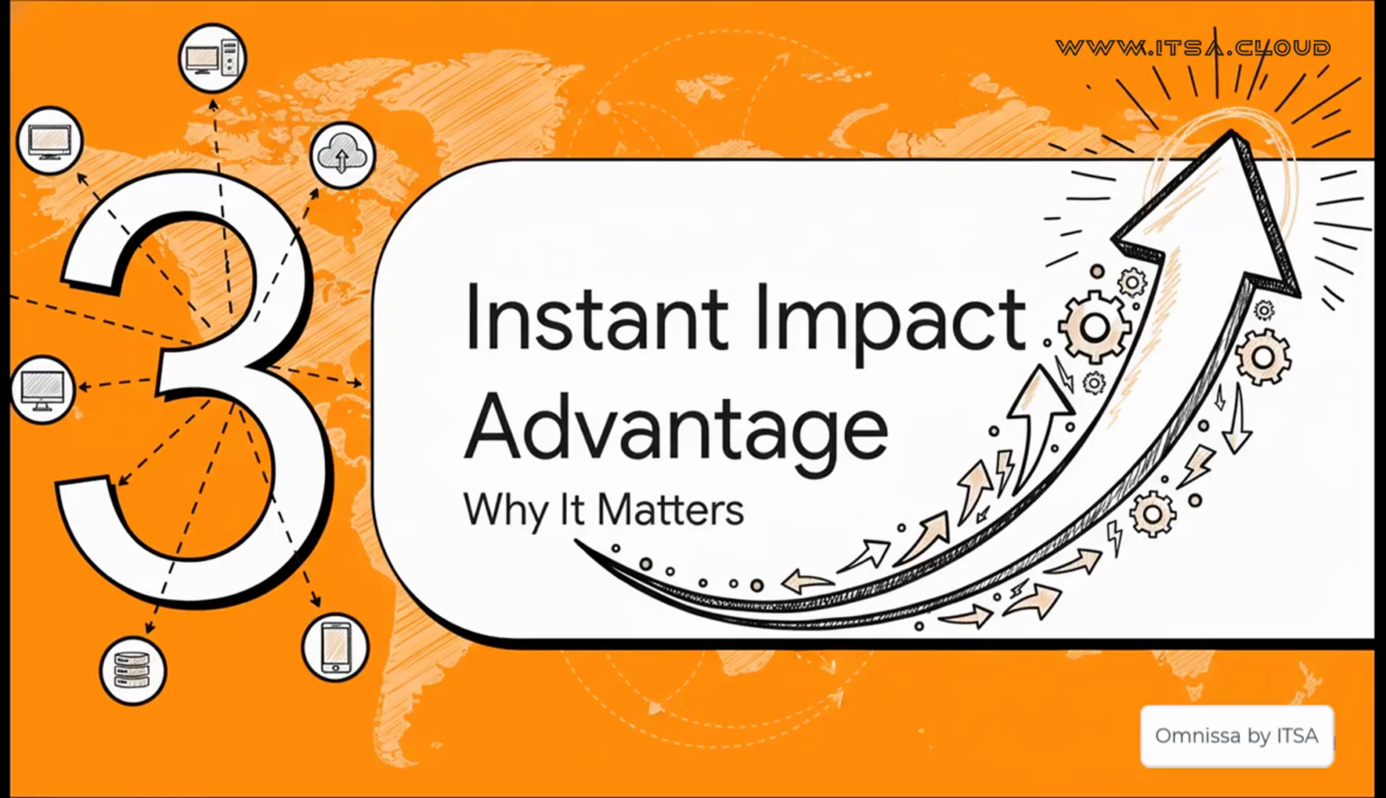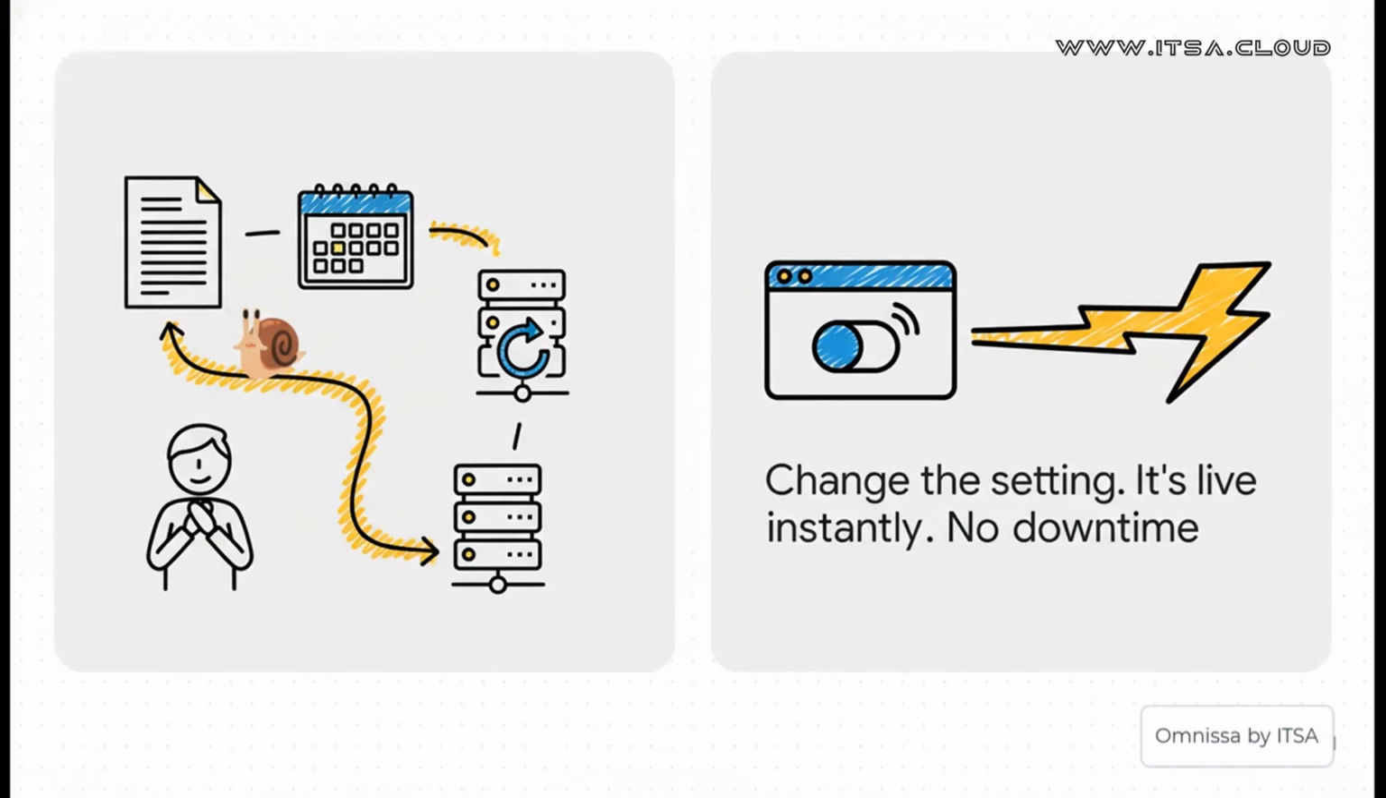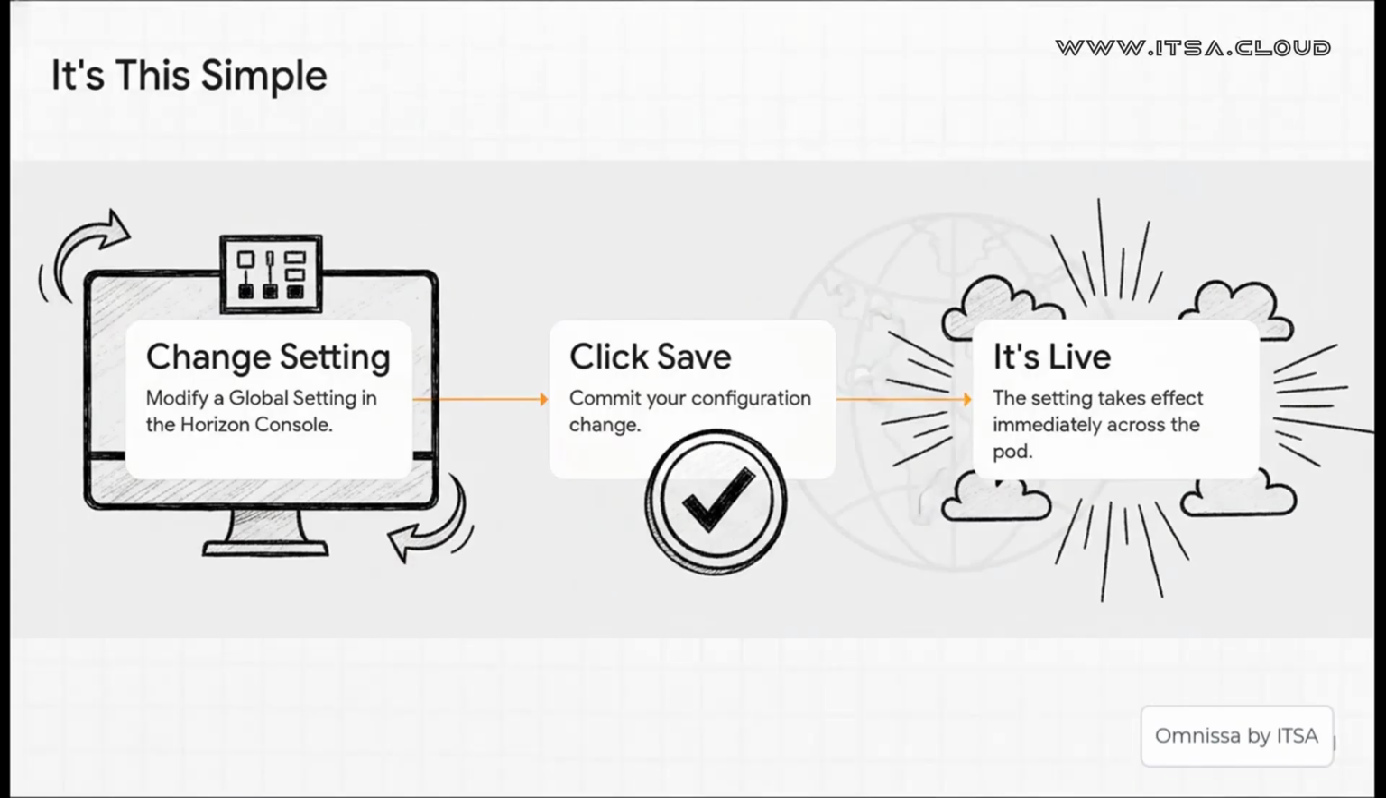But all of these individual settings, they all roll up into one massive, overarching benefit, and this is the part that will totally change how you manage your environment. I like to call it the instant impact advantage. Let's just compare for a second. The old way to make a change like this might involve digging into a config file, scheduling a maintenance window, rebooting a server, and then just crossing your fingers and hoping for the best. The global settings way? You change the setting, it's live, instantly. That's it. The process is almost ridiculously simple.